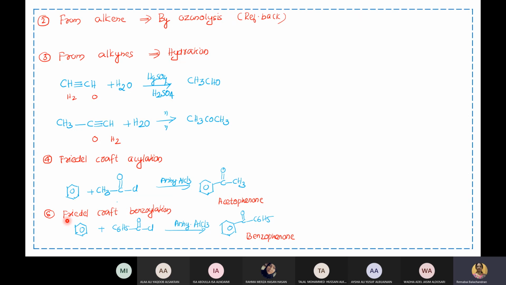I don't know whether I explained this or not. Friedel-Crafts benzoylation is exactly similar to Friedel-Crafts acylation. Instead of CH3COCl, we use C6H5COCl. Suppose we have one H here, this H and Cl will form HCl. Here also, the H and the Cl give you HCl.